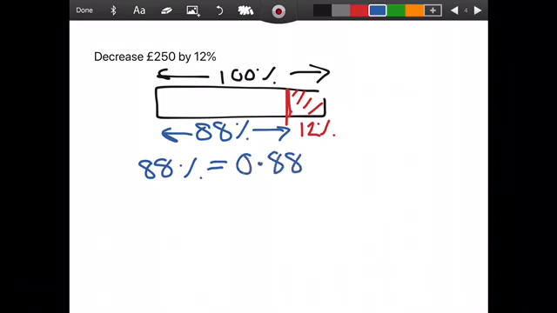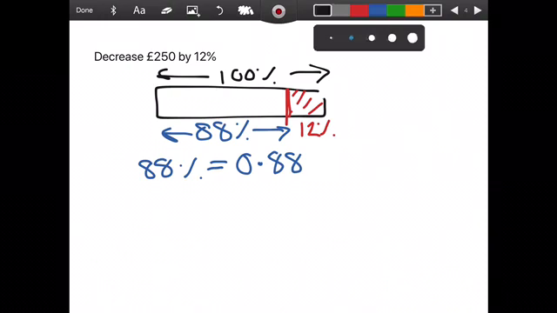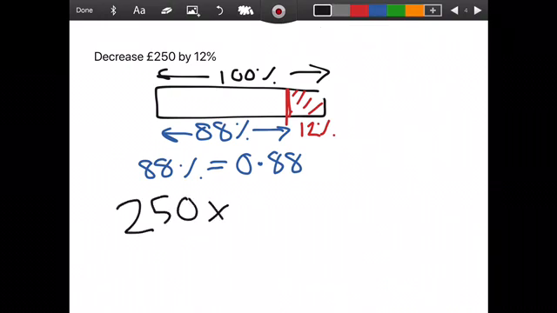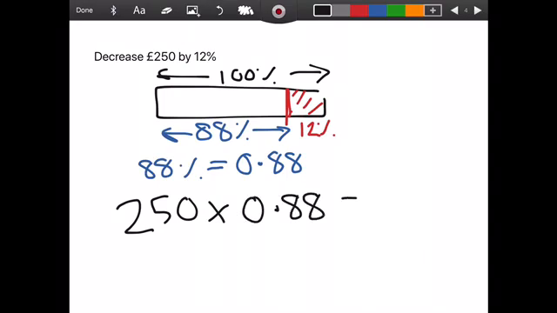That means to find what I'd get if I decrease £250 by 12%, I could write 250 times 0.88. And that would give me the same answer as if I found 12% and took it away from 250. So remember that 88% is 100% take away 12%.